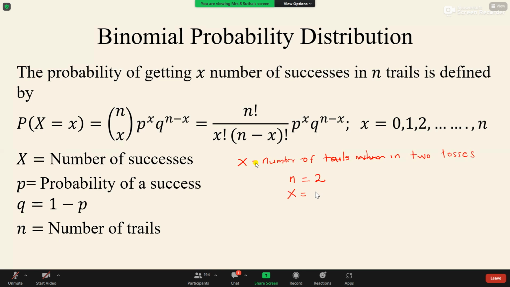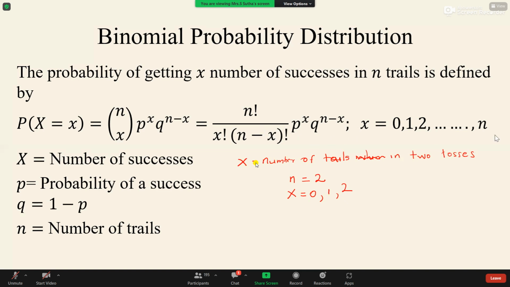So when we are tossing a coin 2 times, if there is no tails, then what is the value for x? 0. If we are getting only 1 tail, what is the value for x? 1. If we are getting 2 tails, then what is the value for x? 2. Right?